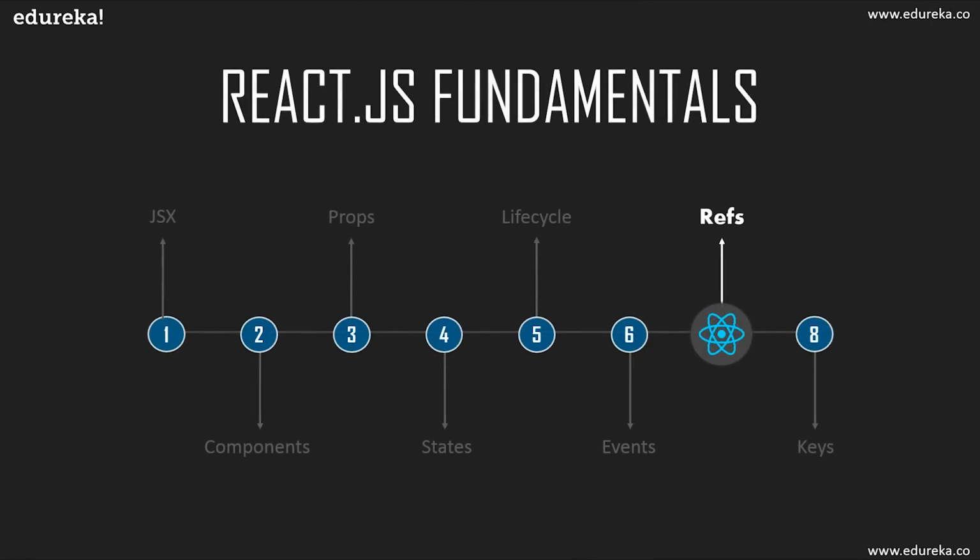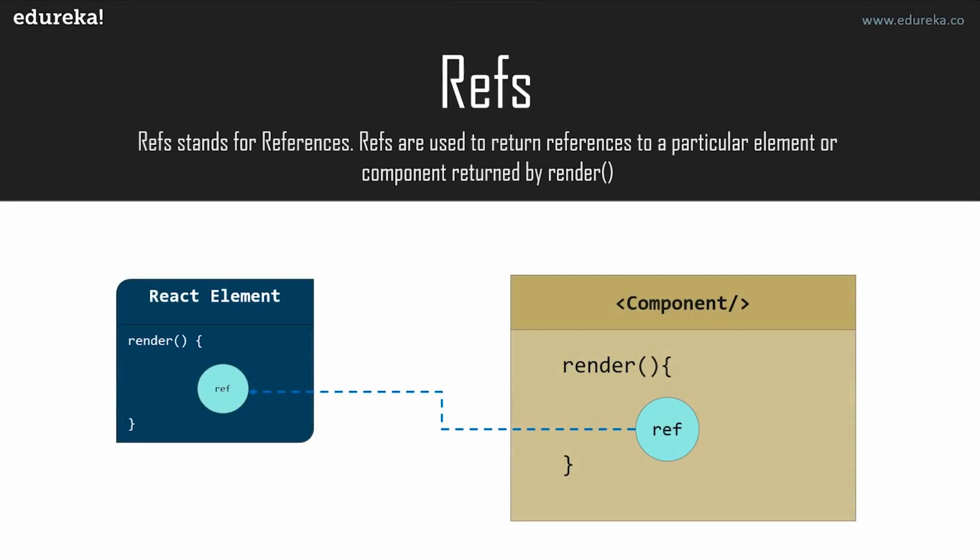So refs. Now we will talk about refs. What is a ref in React.js? Ref stands for references. You can say refs provide a way to access DOM nodes or React elements created in the render method. This is the definition of refs. They are used to return the references to a particular element, or component, returned by the render. So if I have a React element having a render method, and I have to place some reference in my component, by using the ref keyword I can place a reference to that particular component in React.js.